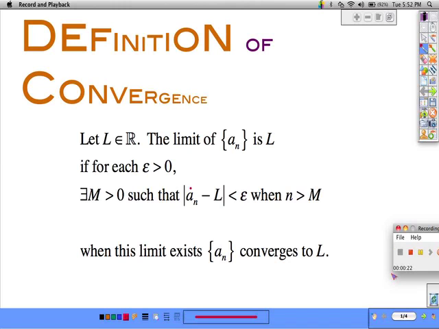We're going to let L be a real number. And we can say that the limit of a sequence is L if, for each epsilon greater than 0, there exists an M such that the difference between our sequence term and L is less than epsilon for all n values greater than that M. When this limit exists, like we saw in the first part of 9.1, the sequence converges to L.